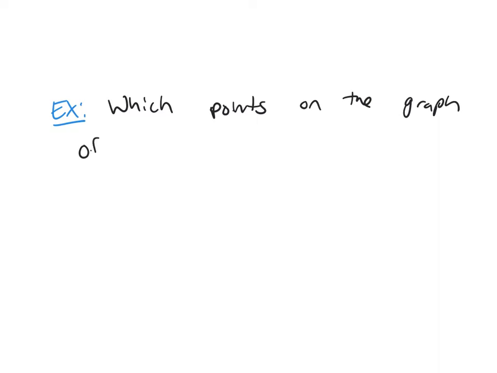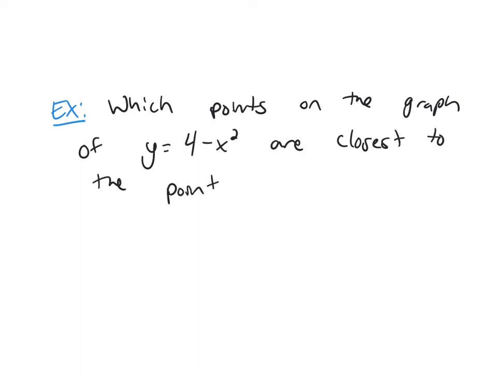Let's look at our next optimization problem. So I'm going to ask which points on the graph of y equals 4 minus x squared are closest to the point 0, 2.